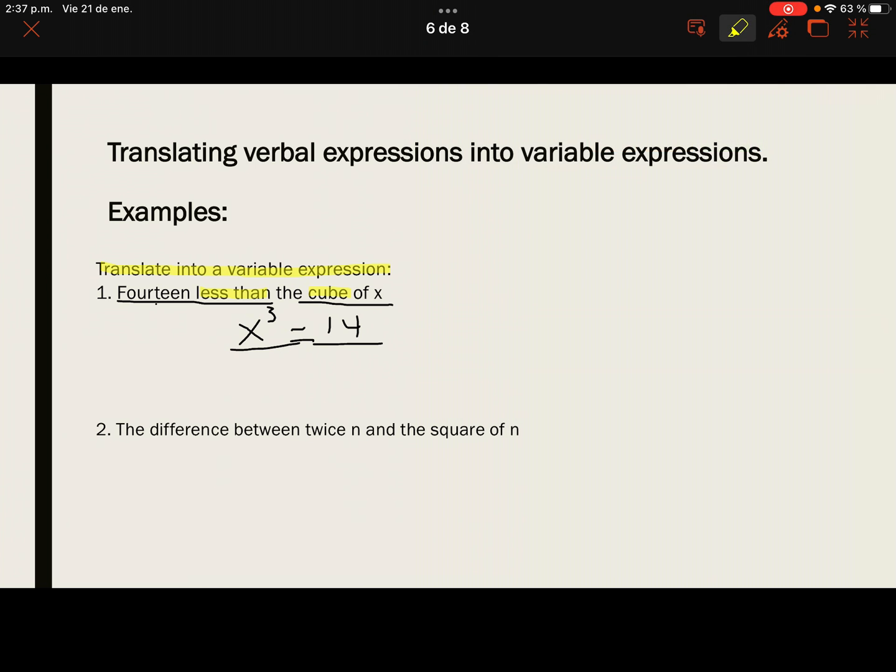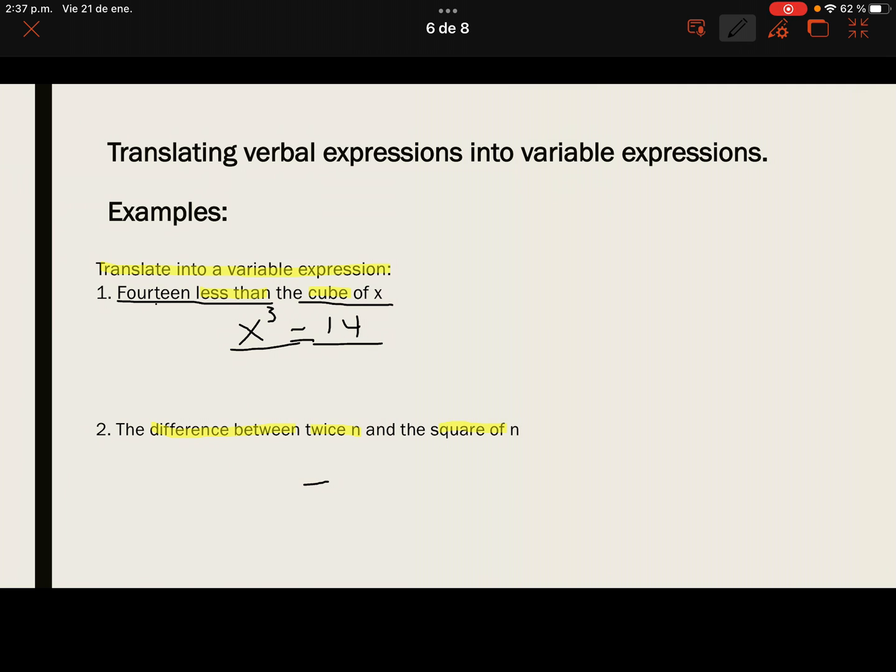Let's identify the keywords. The difference between means subtraction, twice n means multiply n by 2, and the square of means exponent 2. Okay, then let's translate. The difference between is indicating that we have a subtraction here.